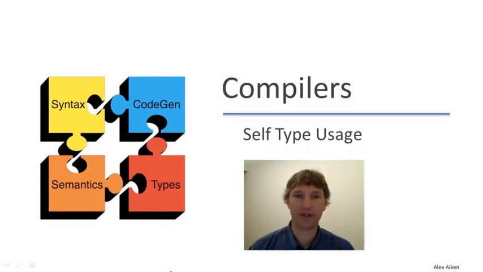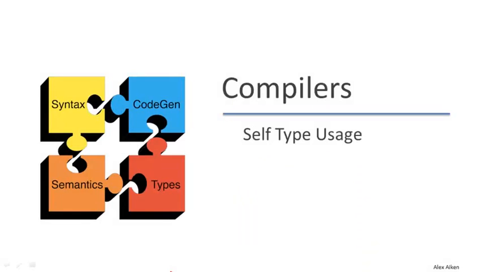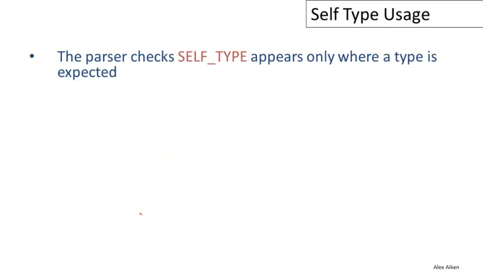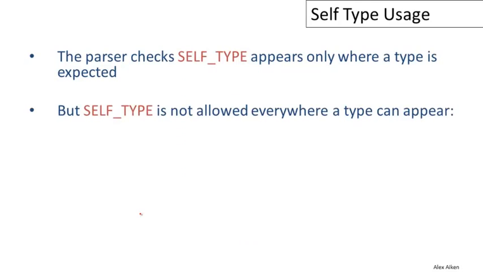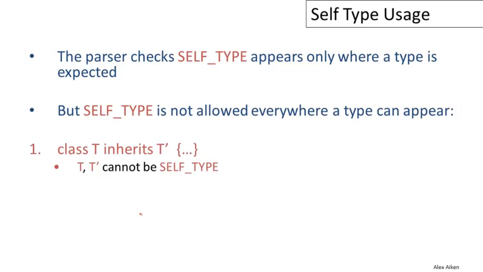Now that we've seen some of the operations on self-type, in this video we're going to talk about where self-type can be used in COOL. The parser checks that self-type appears only where types are permitted, but that's in fact a little bit too permissive. There are places where some other types can appear, but self-type cannot. And so the purpose of this particular video is to go over the various rules for the usage of self-type.